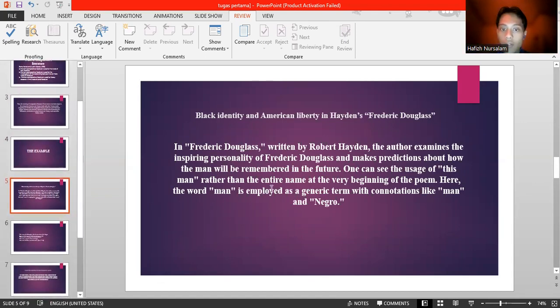In Frederick Douglass, written by Robert Hayden, the author examines the inspiring personality of Frederick Douglass and makes predictions about how the man will be remembered in the future. One can see the usage of "this man" rather than the entire name at the very beginning of the poem. Here the word "man" is employed as a generic term with connotations like man and negro.